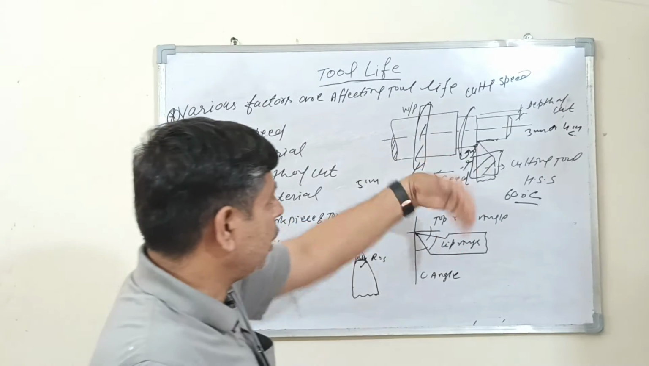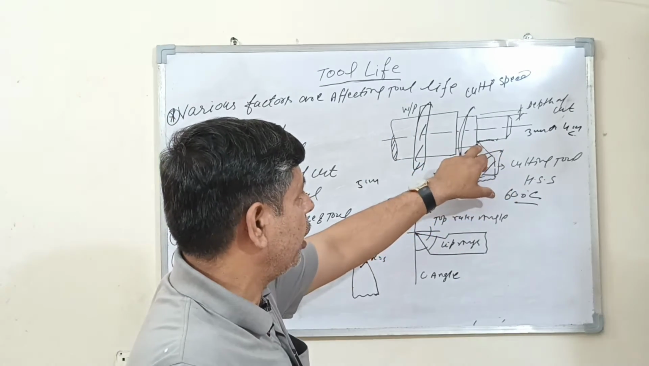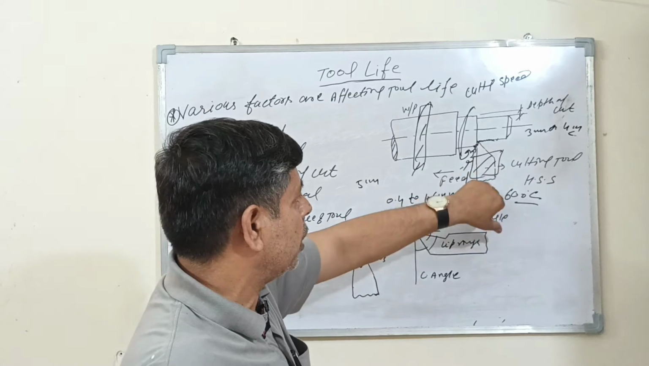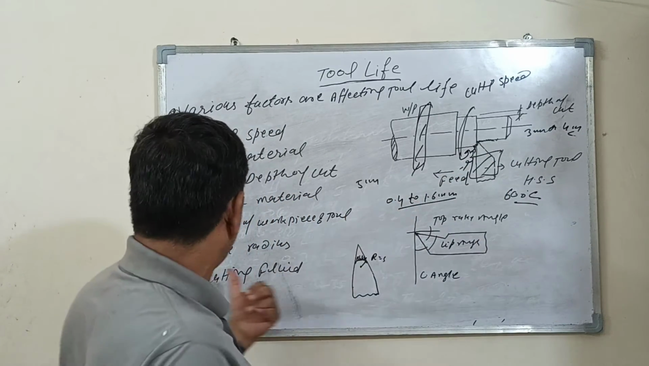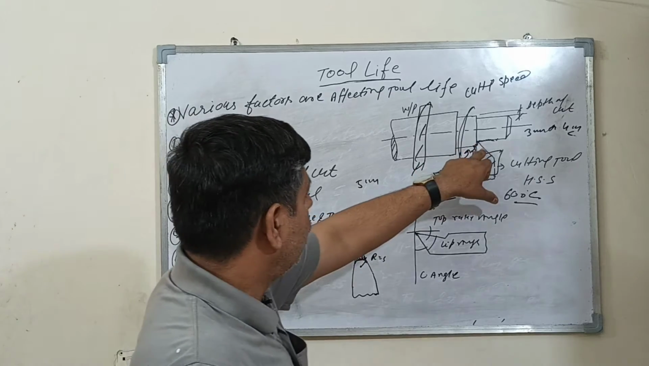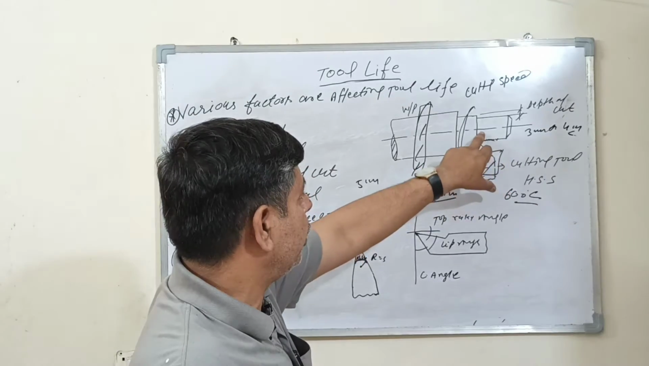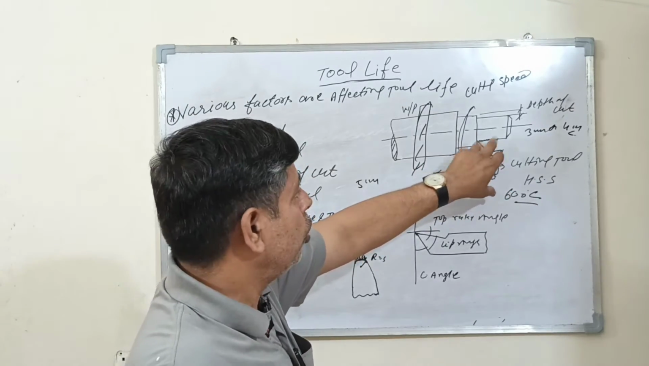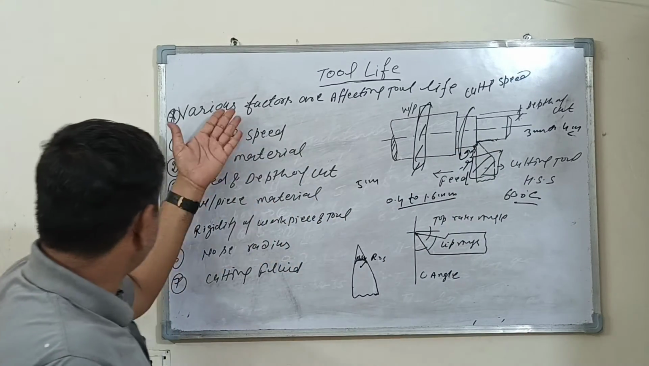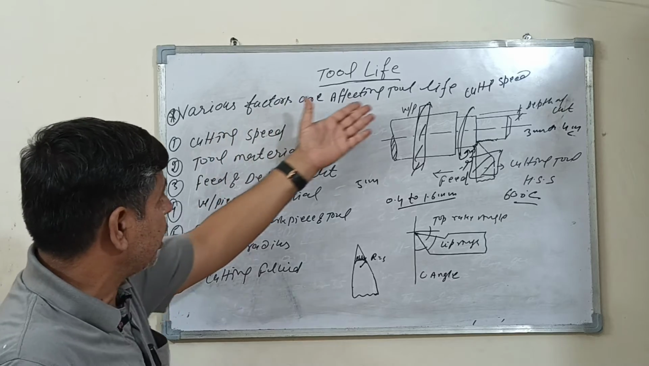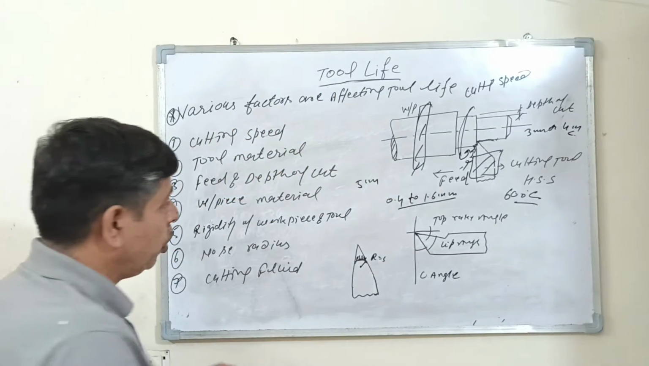The cutting fluid. Without cutting fluid, more heat is generated and the point of contact of the cutting tool will be damaged. So cutting fluid is used to remove the heat between the workpiece and the cutting tool to save the point of the cutting tool. These are the various factors affecting the tool life.